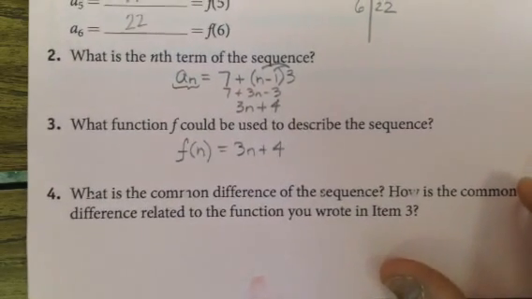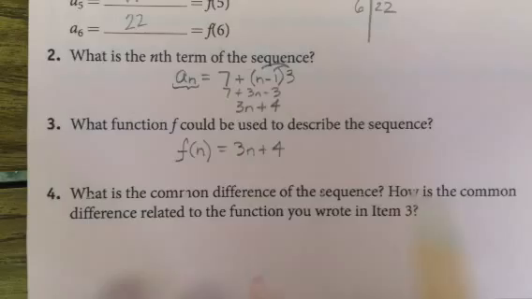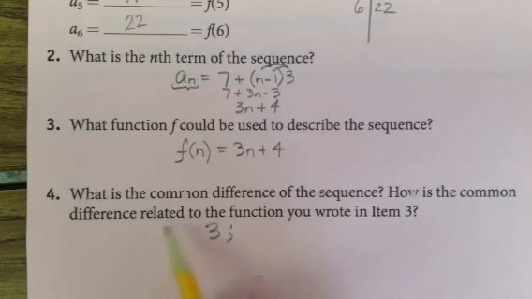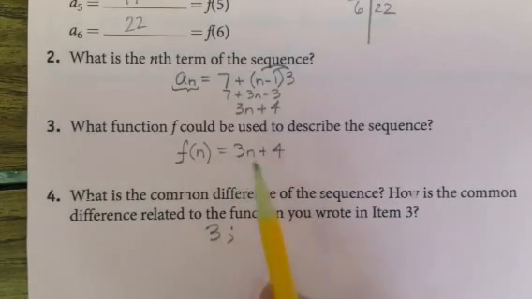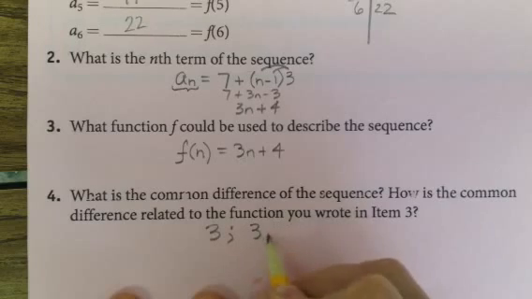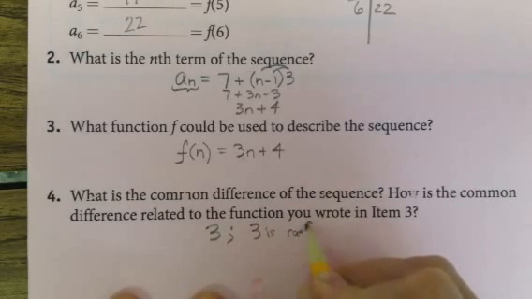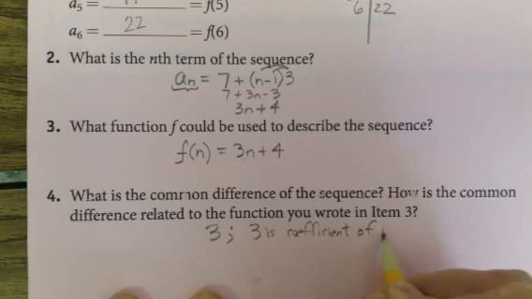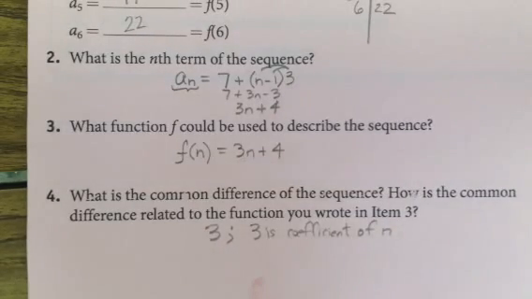So what is the common difference of the sequence? Well, the common difference is the slope, so we can say 3. How is the common difference related to the function you wrote in item 3? Well, 3 is the coefficient of the variable n.